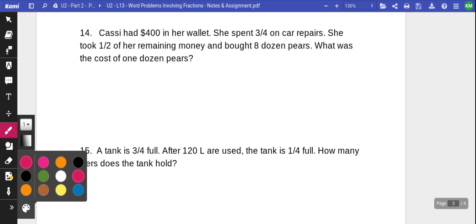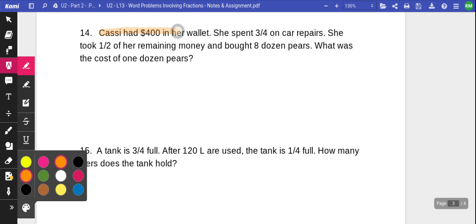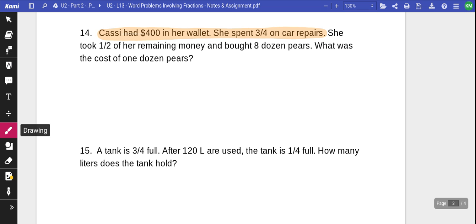This is loaded. Let's just do one step at a time because that's too much reading for my brain. Cassie had $400 in her wallet and spent 3/4 on car repairs. So if I do that, can anyone tell me what you would do with those numbers? So 400, well, let's try it. If you start with 400 and then you're suggesting you would minus 3/4. Divide by. I'm hearing divide by. Times. And I'm hearing times. So what I'll tell you, it is times because it's 3/4 of the 400.